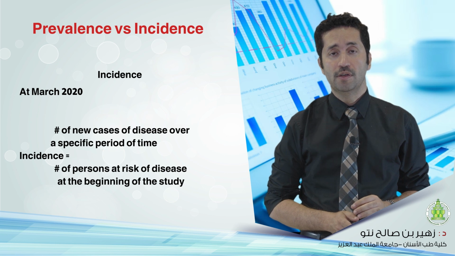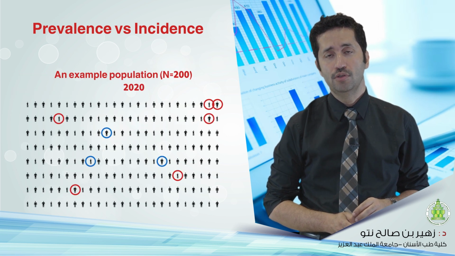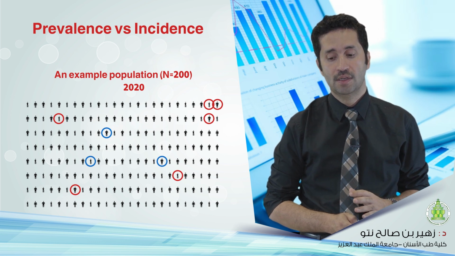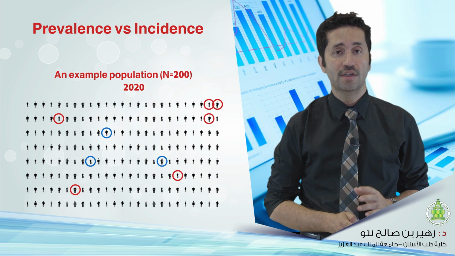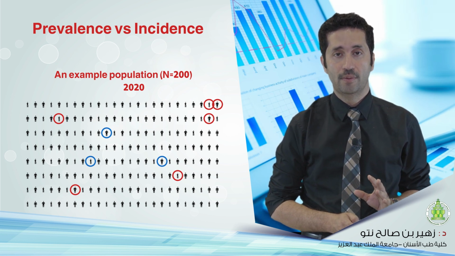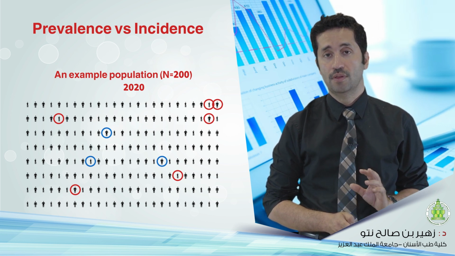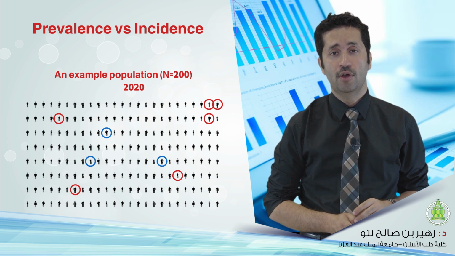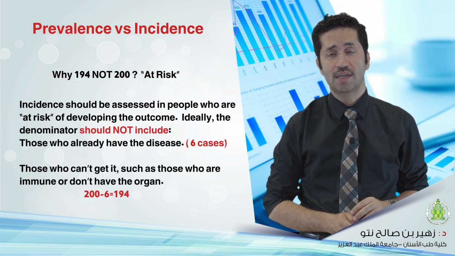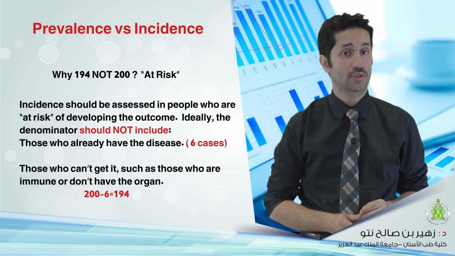However, if we want to calculate the incidence, it is only new cases over our population at risk. So how many new cases do we have? If we look at the following example, we have only 3 new cases. The other 6 with the red color already have the disease from the beginning. But the 3 cases in blue developed the disease during the study. So now the new cases are only 3. What about population at risk? In this case, the population at risk is going to be 194, not 200.